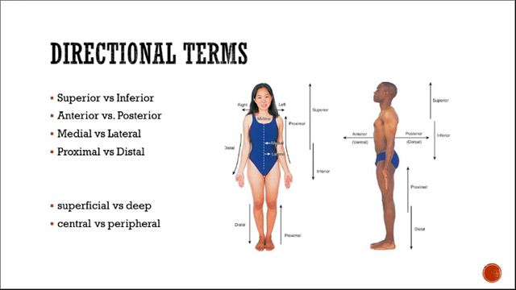Your book also goes through superficial versus deep. Superficial, it means it's very towards the surface of the skin. Deep means it's deep within the body. Same thing with ventral and peripheral. An ankle is considered a peripheral structure. It's far away, and central would be more towards our core.